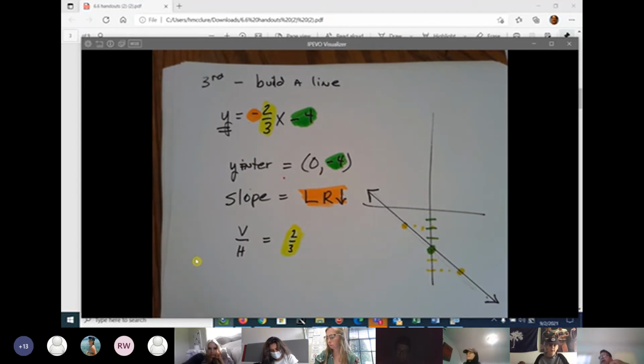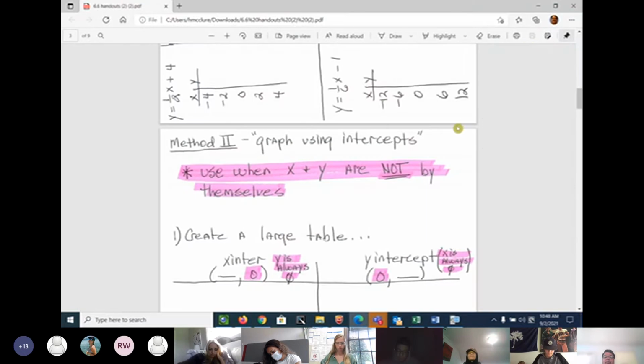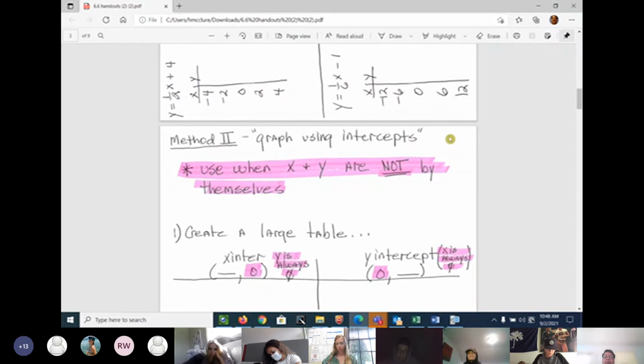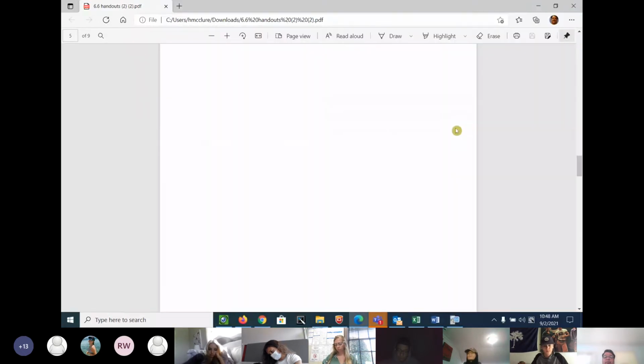Now I'm going to jump from the 3 methods of graphing over to parallel and perpendicular, okay? Because most of y'all know this stuff right here. Hold on, I keep losing my handouts. There we go. Most of y'all know this stuff right here.